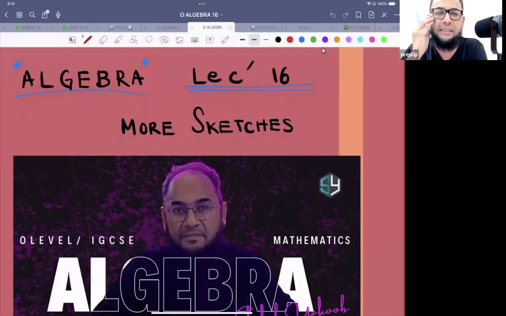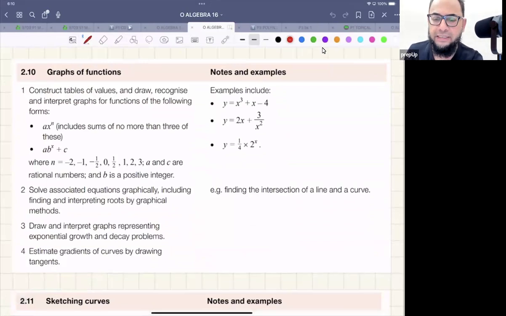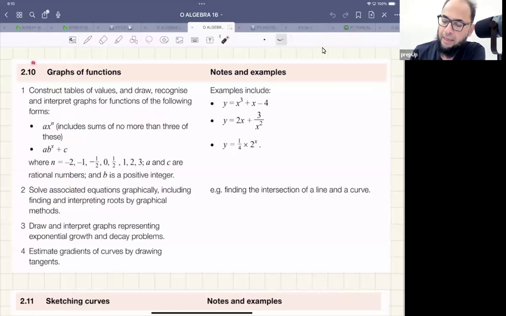Hello everyone, we are starting with the 16th lecture of Algebra, and now our focus is on sketches. Let's look at what we have done so far. Graphs of functions: construct a table of values and draw, recognize and interpret graphs for functions of the following form: ax^n, including the sum of no more than 3 of these. That means ax^n could be ax squared, ax cubed, something like this. So we have done things like that.